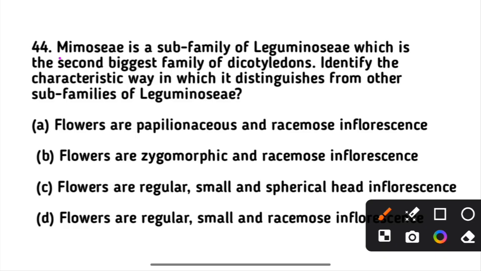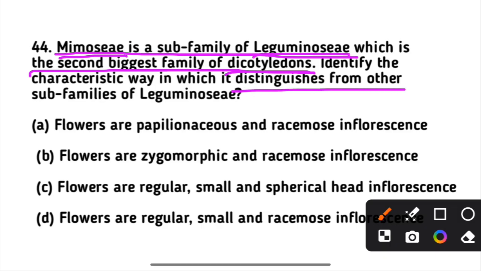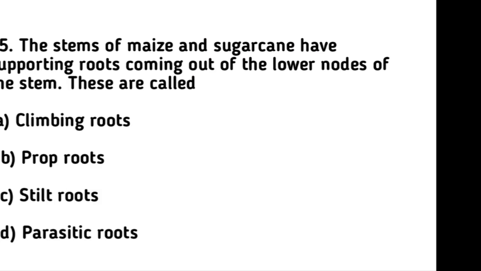Next question. 44. Mimosae is a subfamily of Leguminosae, which is the second biggest family of dicotyledons. Identify the characteristic way in which it is distinguished from the other subfamilies of Leguminosae. Option C is correct. Flowers are regular, small, in a spherical head inflorescence.